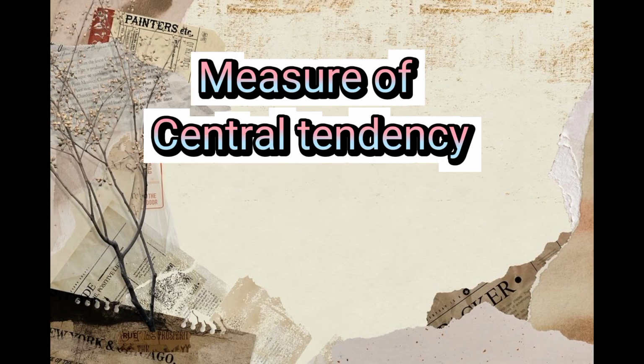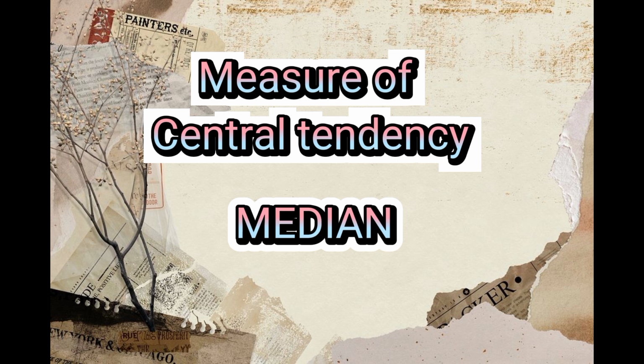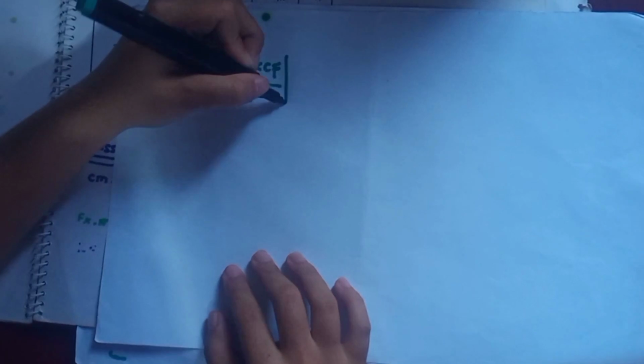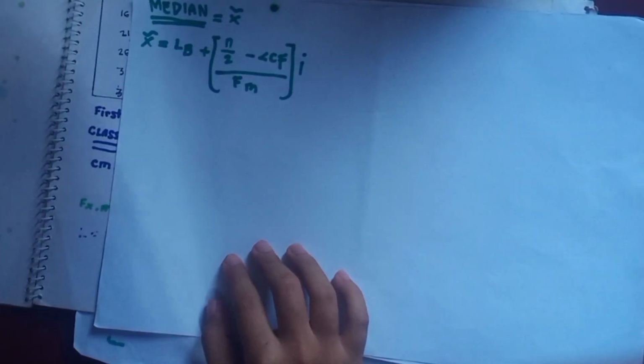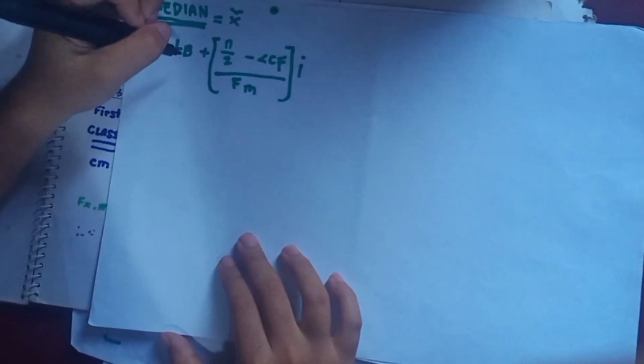Good day everyone, and now we're going to talk about how we can solve the median for grouped data. To solve the median, we have our formula: lower boundary plus n divided by 2 minus the cumulative frequency, divided by the frequency of our median class, and we have to multiply it by our class interval, which is i.